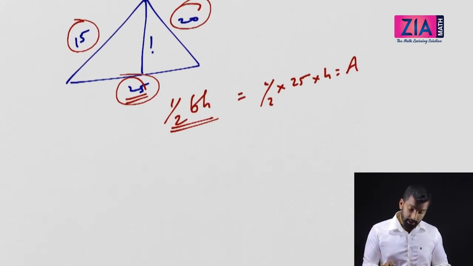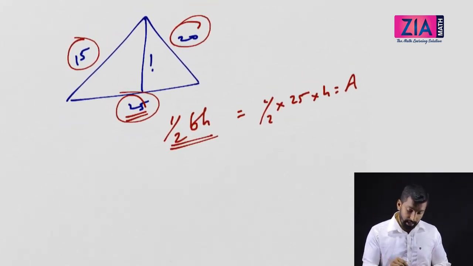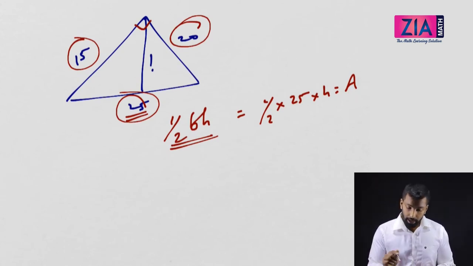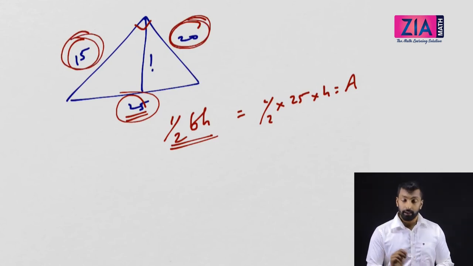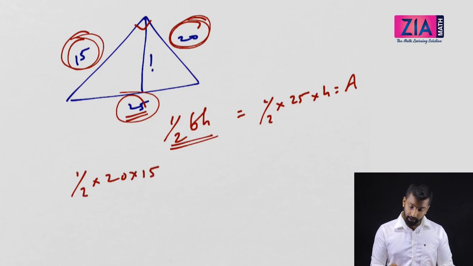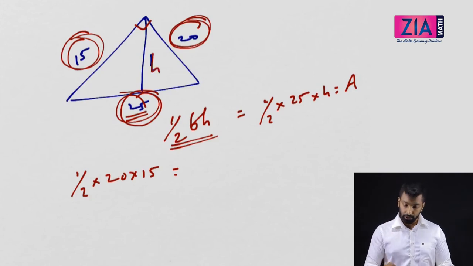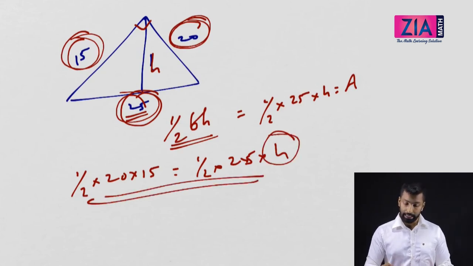So here the alternate method will be like this. This is the right angle triangle, right? So how can you equate? You can consider this 20 as the base and this 15 as the height. Then half into 20 into 15 is equal to, you can equate like this, 25 as the base and height as this, so half into 25 into h. Then there is only one unknown. You equate this, you'll get the answer faster. You'll get it as 12.